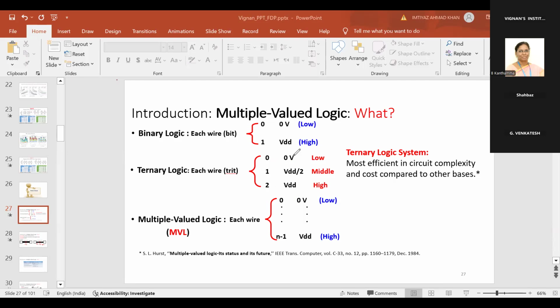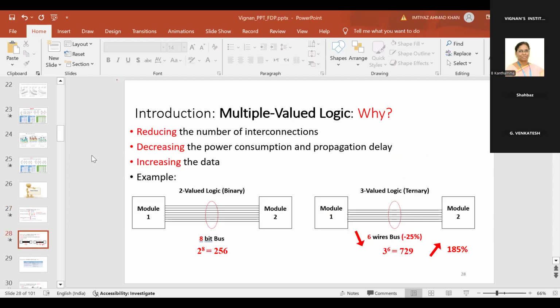Here the levels are 0, VDD by 3, 2 VDD by 3, and VDD. Then the number of levels is 4. It will be used for low interconnection, meaning where interconnection is high, it will be used to reduce interconnection. Here is where multiple value logic is exactly used.